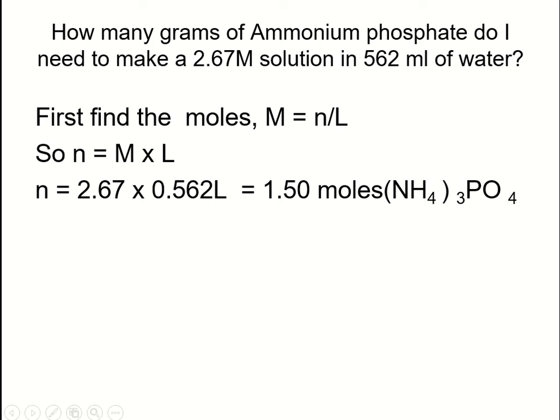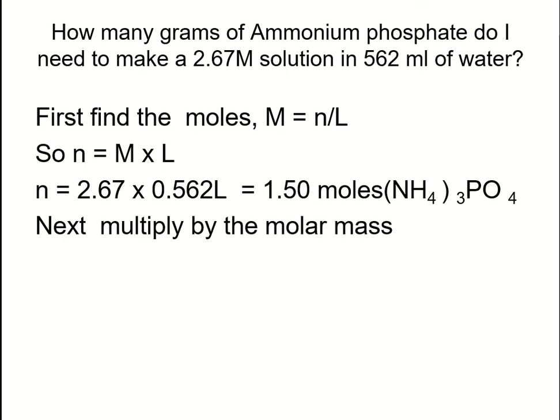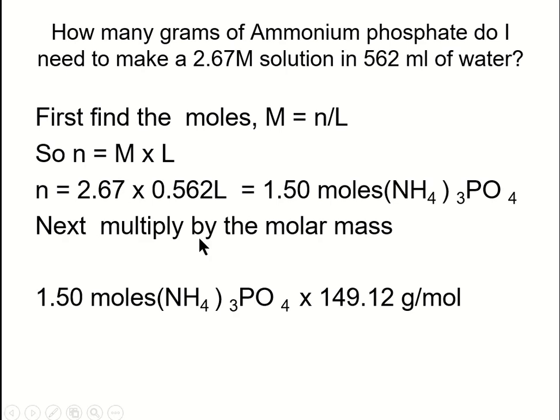I've written out the formula to help with molecular weight. The last and final step is to just multiply it by the molecular weight. So we're going to multiply it by the molecular mass, and I got a molecular mass of 149.12 grams per mole. That's going to give me 224 grams. That's how many grams I would need to put into the water to make this solution that's recommended here.